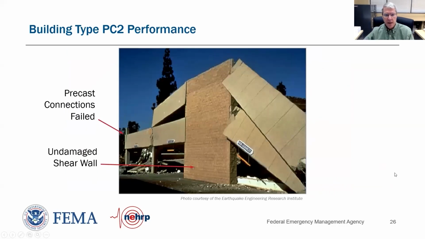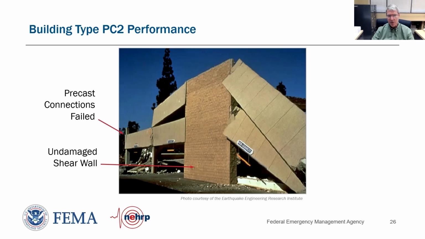Here's an example of a PC2 building failure. And it's interesting to note in this photograph, you've got a 2-story parking garage. You have a masonry shear wall that is intact, standing plumb, and the rest of the structure behind it is nearly collapsed. And I always like this photograph because that's the lateral system for the building, the shear wall.